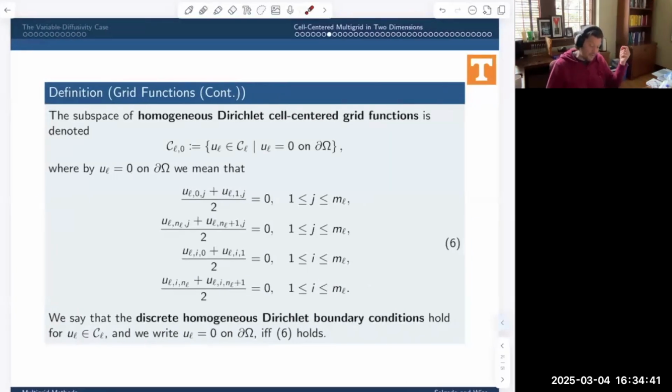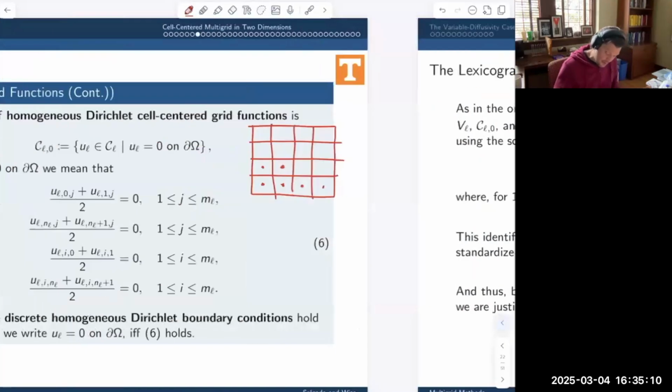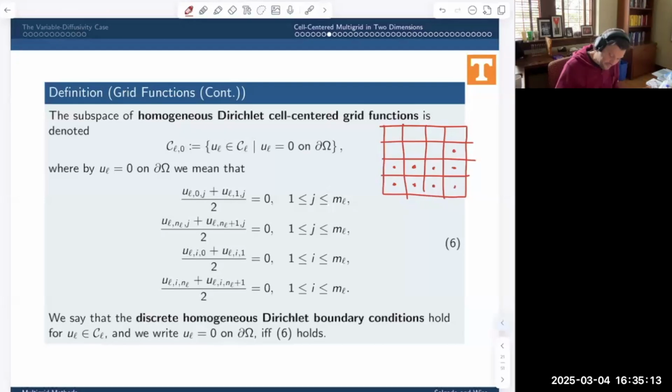It's also going to be important to define what are called the homogeneous Dirichlet cell-centered grid functions. We talked about this last time. The importance here is that we really need to think about, well, the first thing you want to think about is when I make a grid, and I'm using degrees of freedom that are located at these interior points, how in the world can I set the values of a function equal to 0 on the boundaries? Well, the answer is you can't. You don't have a degree of freedom which lies exactly on the boundary.